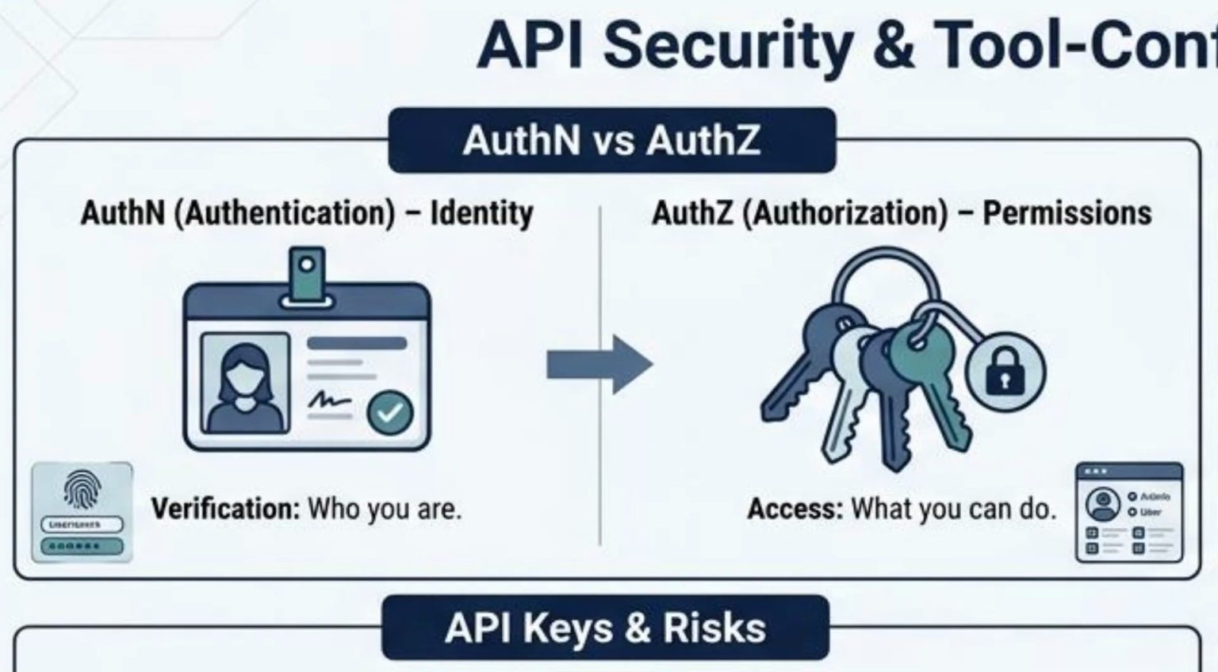Authentication is your ID card. It verifies who you are by confirming your identity through passwords, fingerprints, or other credentials. Once you've proven who you are, authorization then determines what you're allowed to do, like which files you can access or which features you can use. So authentication gets you in the door, but authorization decides which rooms you can enter once you're inside.